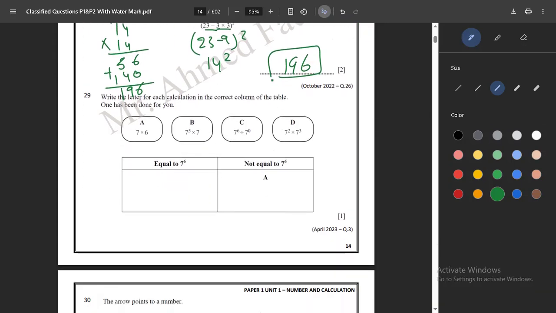Next. I got here, they're saying equal to 7 to the power of 6, not equal to 7 to the power of 6. This one here, is it equal to 7 to the power of 6? Well, no. 7 to the power of 6 is B. 7 to the power of 6 is C, because I'm going to subtract the indices, 6 minus 0, 6. 7 to the power of 5, no, it's not equal. So A is not equal to it, and D is not equal to 7 to the power of 6. That's why we wrote it as not equal to 7 to the power of 6.